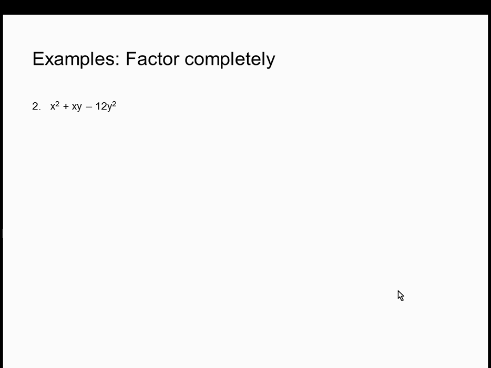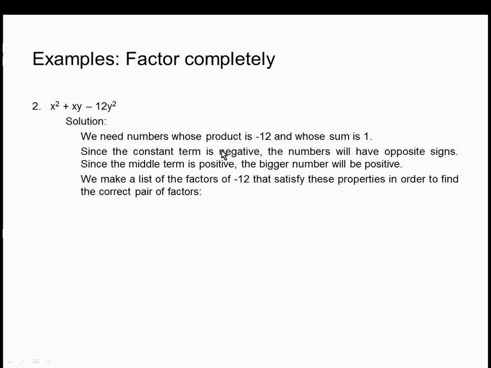Number 2, I've got x squared plus xy minus 12y squared. Okay, it is written in correct order. The powers of x are going down, the powers of y are going up. They have nothing in common. So we need numbers whose product is negative 12 and whose sum is 1. Remember, if you don't see the coefficient, it's 1. Since the constant term is negative, minus 12, the numbers have opposite signs, and since the middle term is positive, the bigger number will be positive.